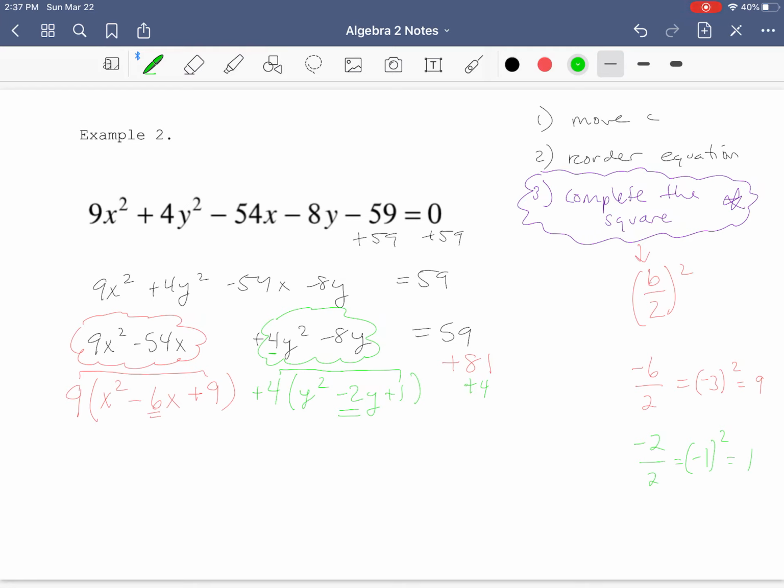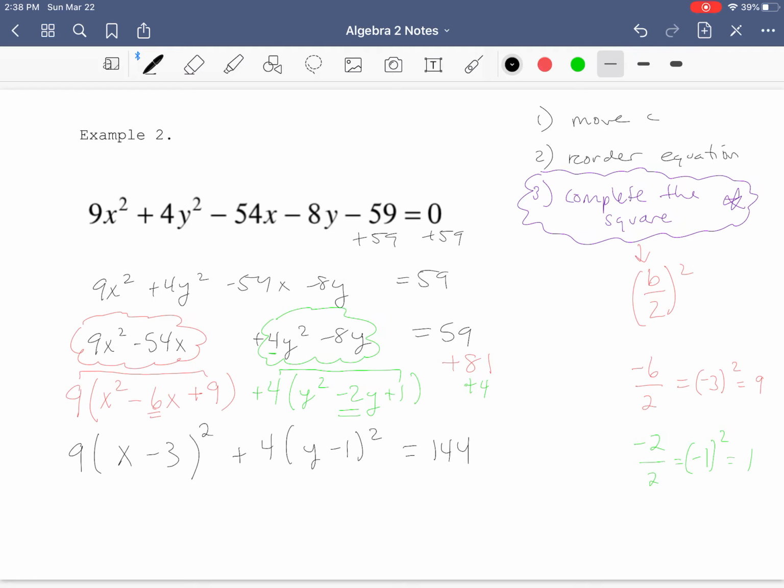We've completed the square. Now step 4 is to factor. Okay, so if I factor this, I get 9 times, this would turn into x minus 3 squared, which means x minus 3 times x minus 3. But remember, if it's the same thing twice, we can condense it into 1. Okay, and then plus 4 times y minus 1 squared, because y minus 1 times y minus 1 gets us that. And then equals, if I add 59, 81, and 4 together, I'm going to get 144.